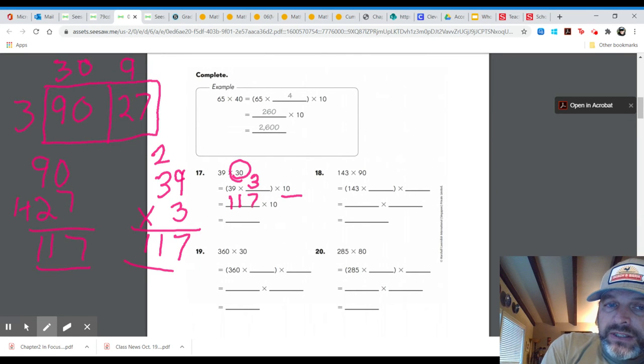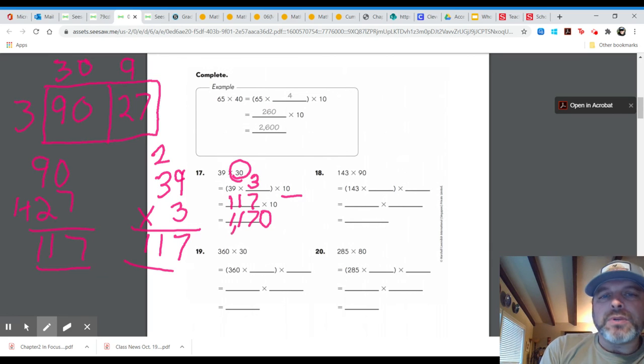Or I'm moving the numbers over a place value. So that 100 becomes 1,000. And the other one, that 10 becomes a 100. The 7 becomes a 70. And then we have a 0 placeholder. And that's 1,170. Make sure you use commas, please.